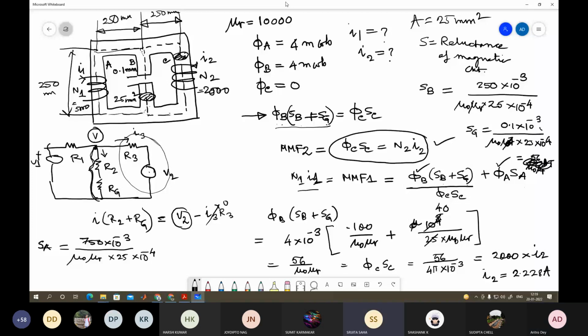Sir, in SB, why are we not taking the mean length as 250 minus 0.1? Because if you take that 250 minus 0.1, it will turn out to be 249.9 into 10 to the power minus 3. So if you calculate the difference between these two, 250 or 249.9, that difference will be negligibly small. So for the ease of calculation, we are doing it. But you can write it like that and solve it. No problem. Okay, sir. Okay.